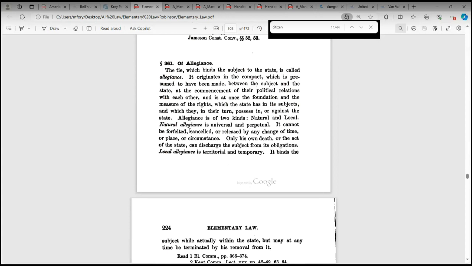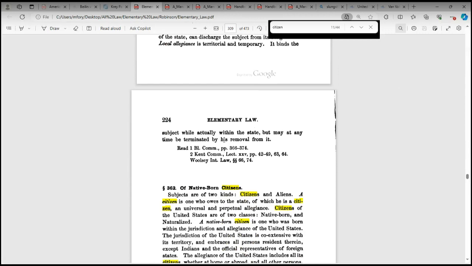Allegiance is of 2 kinds, natural and local. Natural allegiance is universal and perpetual. It cannot be forfeited, canceled, or released by any change of time or place or circumstance. Only his own death or the act of the state can discharge the subject from its obligations. Local allegiance is territorial and temporary. It binds the subject while actually within the state, but may at any time be terminated by his removal from it.